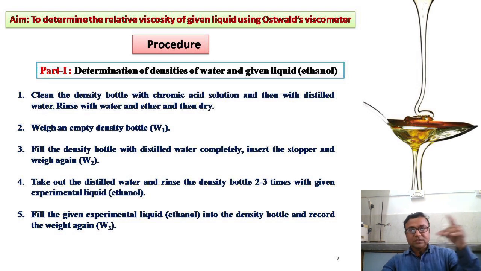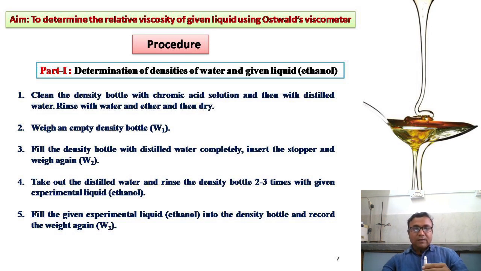So first, this is the density bottle. Clean it with chromic acid solution, then rinse with water and ether and dry it. Then, as the second step, take the weight of this empty density bottle and note it down as W1. So for W1, just go to the weighing instrument, adjust the zero, put it on, and take the weight of this empty density bottle as W1.